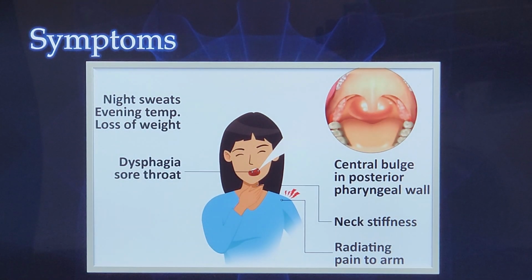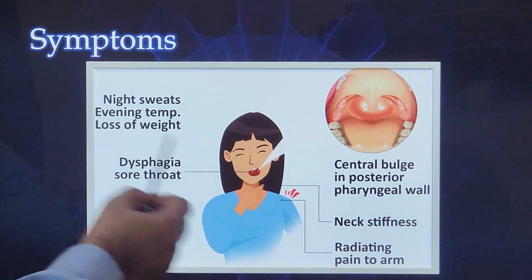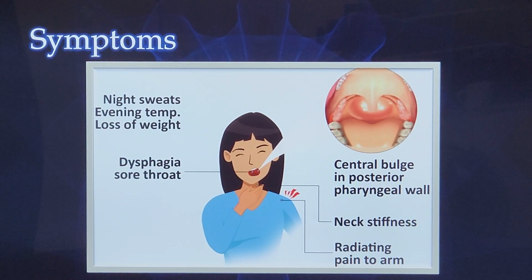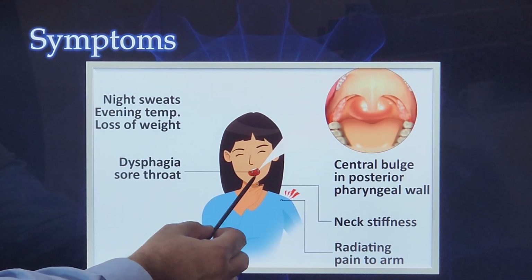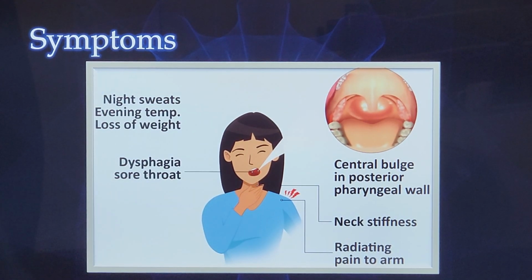Now, the commonest complaint of the patient will be night sweats and evening rise of temperature for a long time, say for months together, and they have lost weight. And of late, and that too for months together, they have difficulty in eating, as if something gets stuck in the throat. Not only that, they have mild swelling in the neck. I'll tell you the reason for that also. And they have pain which starts from the neck and goes down the arm.